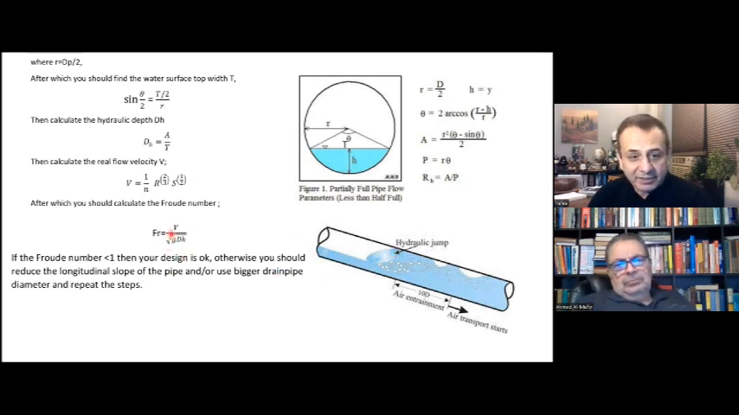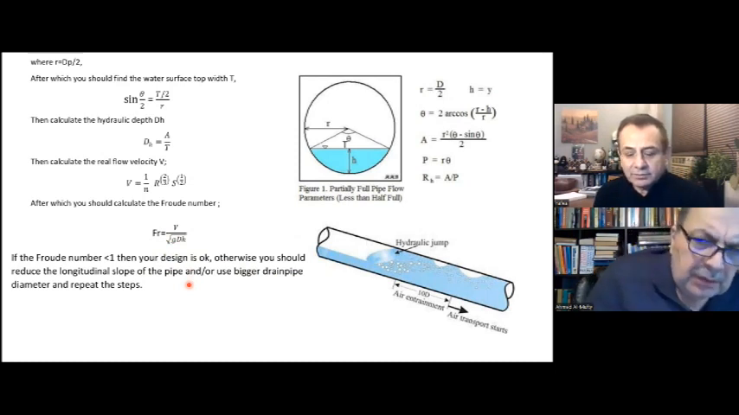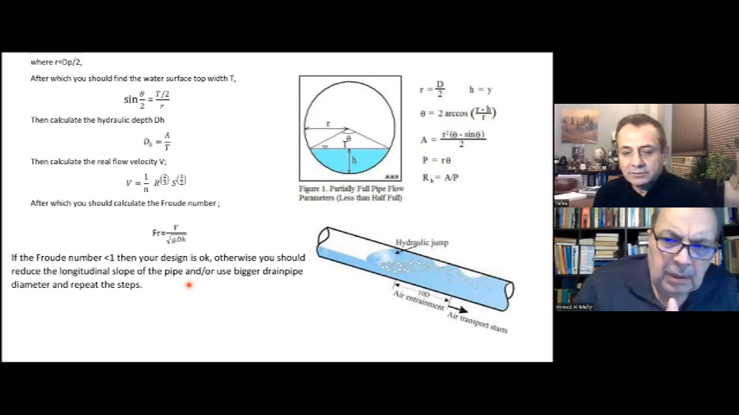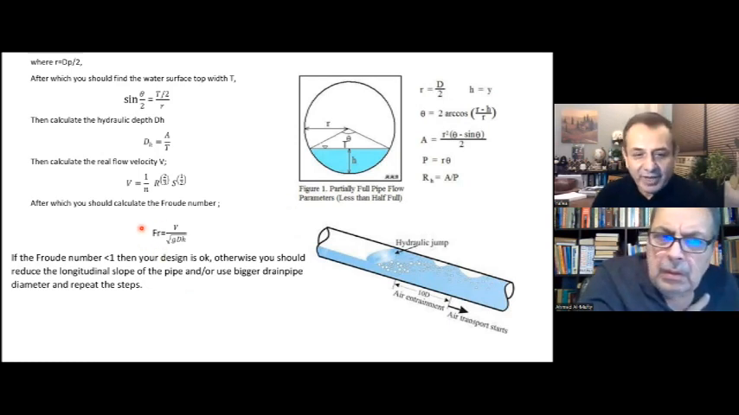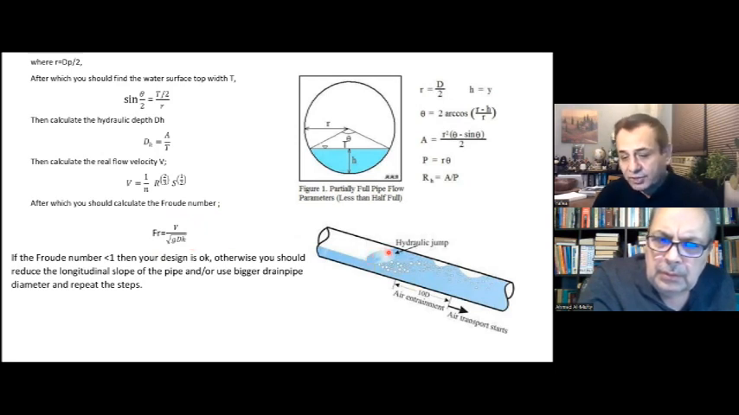So if the Froude number is greater than 1, we should get back and reduce the slope or increase the diameter of the pipe. So your safety factor is in increasing the pipe diameter. I just want to avoid any supercritical flow. When we have a Froude number greater than 1, that means we have supercritical flow, and this is not allowed in pipe flow because it may develop a hydraulic jump.